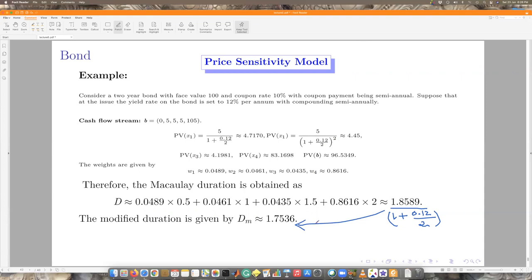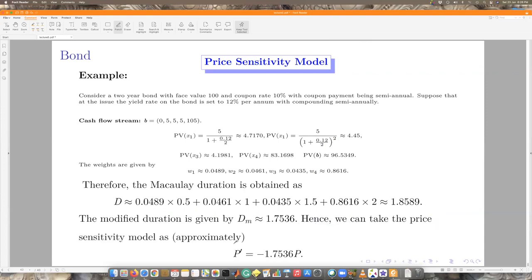Now we are ready to write the price sensitivity model. We collected all the parameters. The price sensitivity model is nothing but P dash is equal to minus dm times P. So you can also write delta P by P is equal to minus 1.7536 times delta R. So that is the relation between the percentage change in the price versus the change in yield.